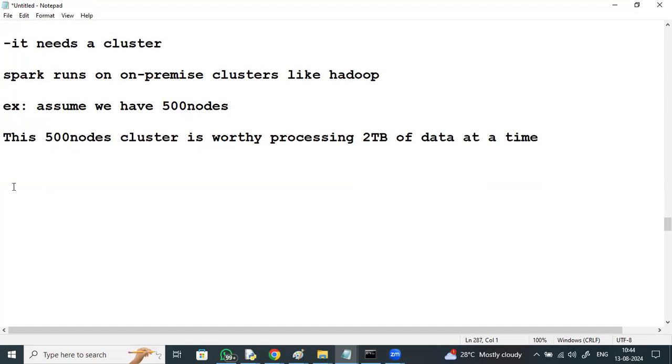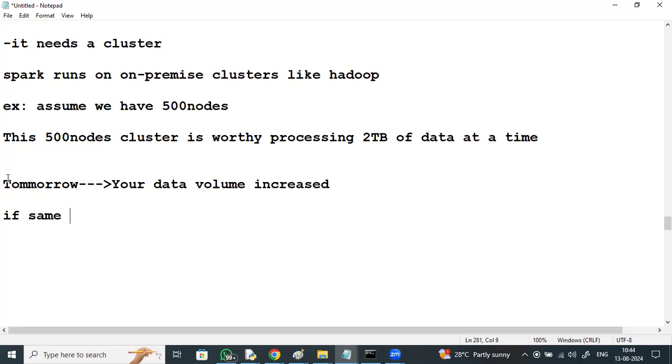For example, tomorrow your data volume increased. If the same cluster is used, speed goes down, right? Speed goes down as data volume increases.